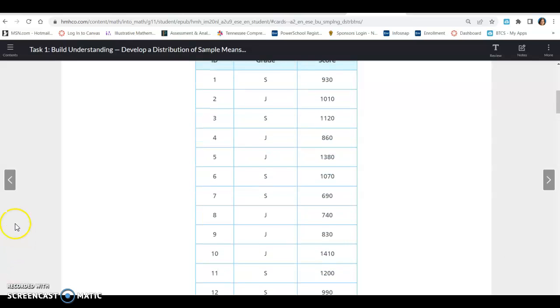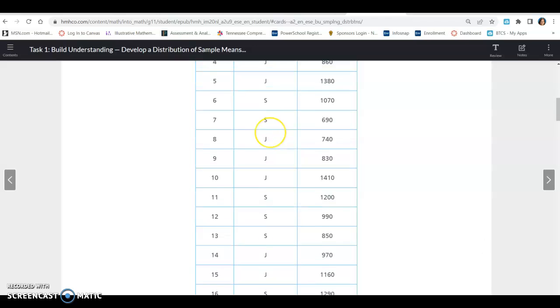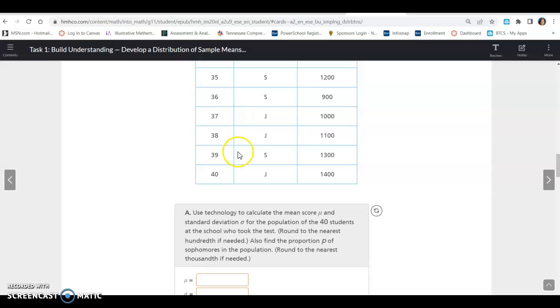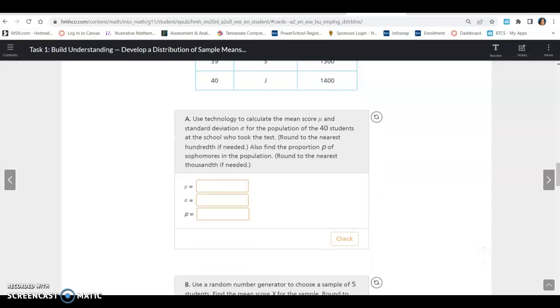All right, so you can see down through here, S means sophomore, J means junior, and there are 40 different scores. These kind of look like SAT scores, but I'm not sure what kind of scores.